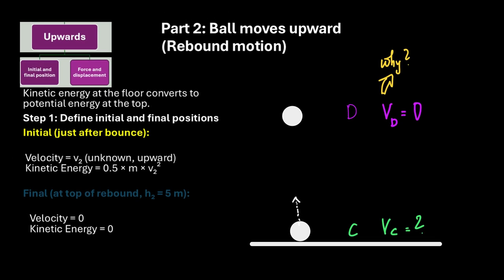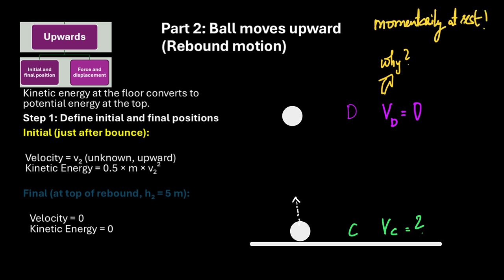Similarly, when we consider the rebound of the ball moving upwards, we have initial position C, the velocity is Vc, the final position is D, and the velocity is Vd, which is equal to 0. Why is it equal to 0? Exactly because the ball is momentarily at rest.